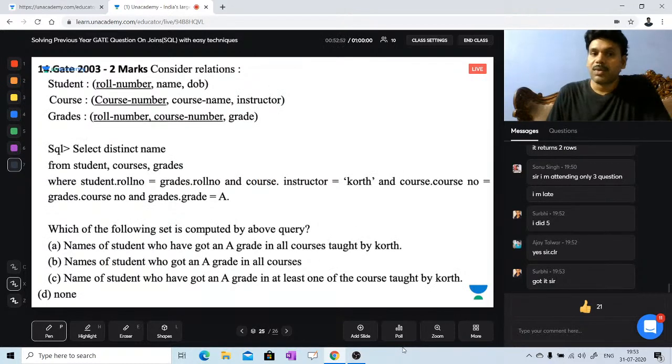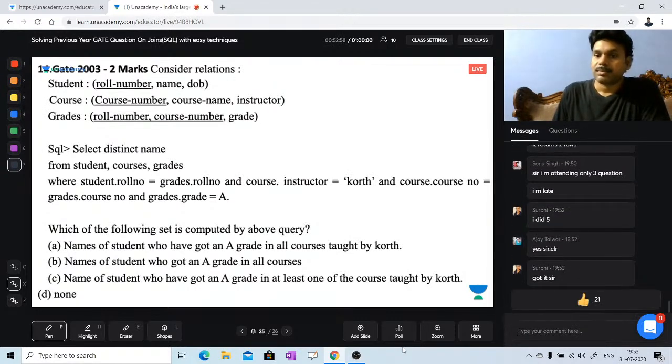This is one of your previous GATE questions. Student, course, grade: 3 tables are there. Roll number is a primary key. Course number is a primary key. Please observe carefully: this roll number is coming here as a foreign key, and this course number is coming here as a foreign key. Now this is your composite primary key.